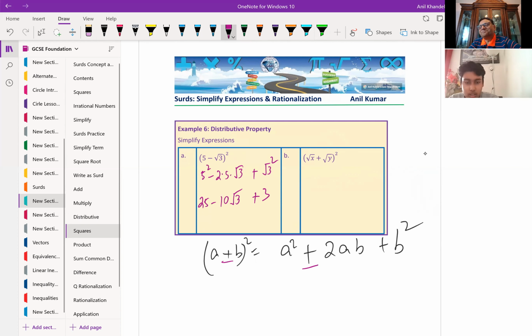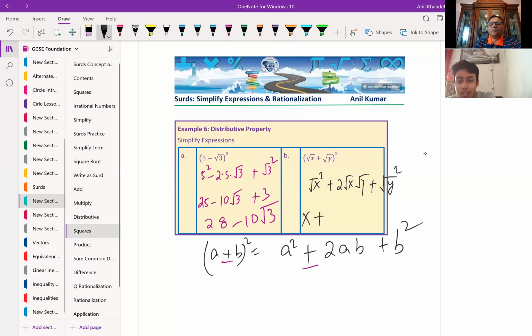Is that clear? Okay, sir, because apply the formula. 2ab is subtracted, right? Yeah. Then plus square root 3 square, which is 3, right? So 25 plus 3 is 28, right? Minus 10 square root 3. Is that clear? Okay, sir. Yes, sir. Next one here, can you tell me what will it be? (square root x plus square root y) square would be square root x squared plus 2 square root x square root y, and then plus square root y squared. So x plus 2 square root xy plus y.